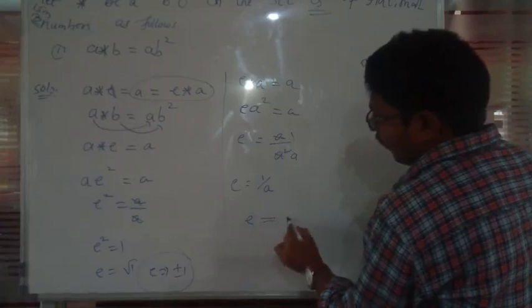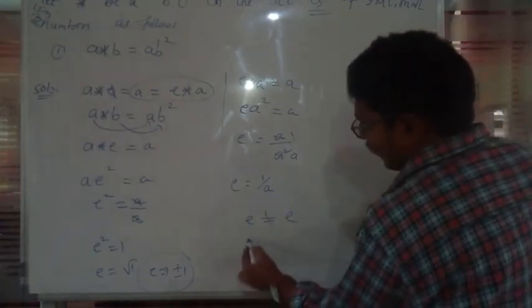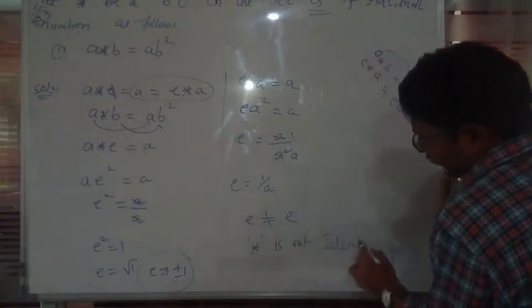E, is it possible to make both equal? It is not possible to make both equal. So that's why star is not identity.